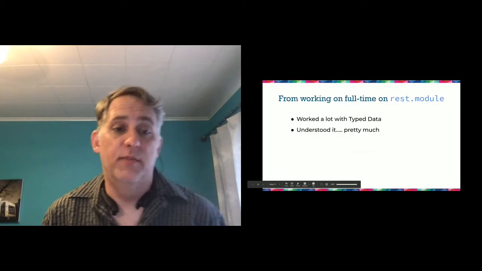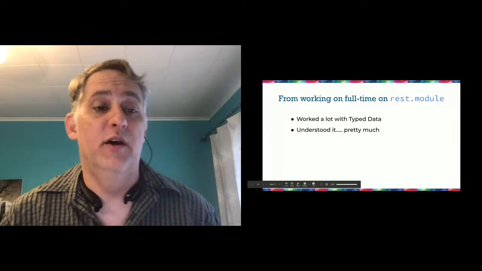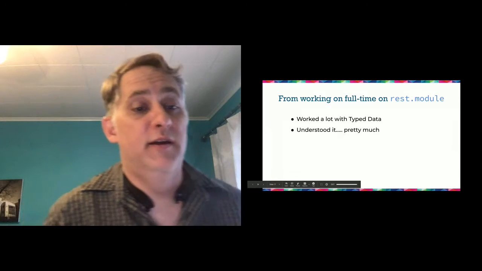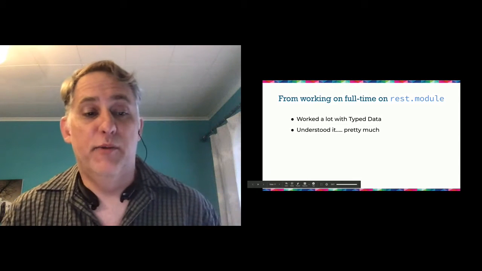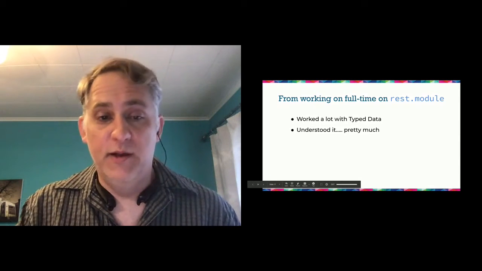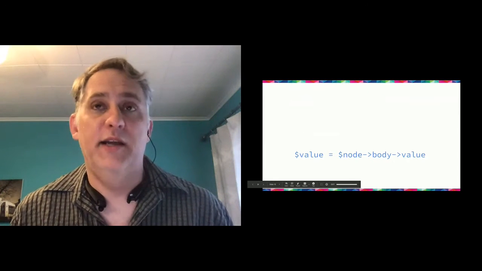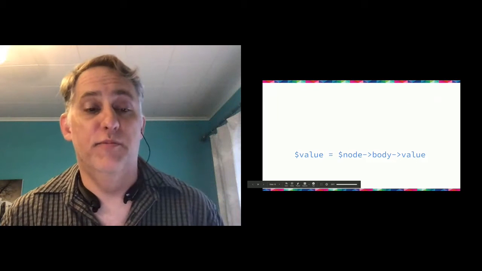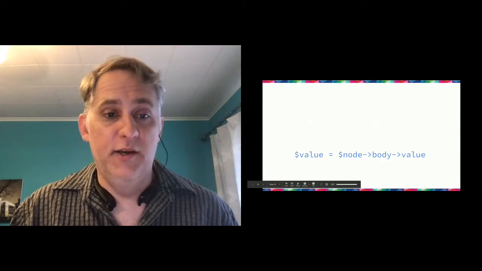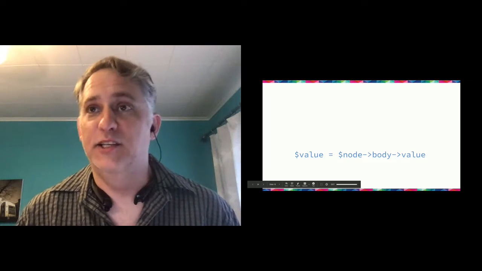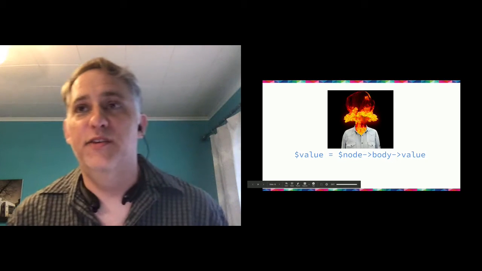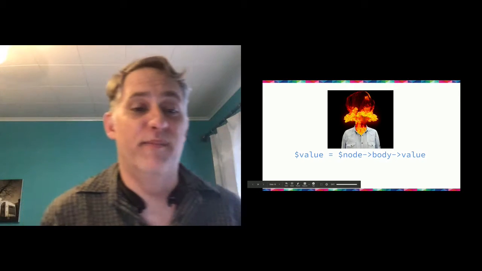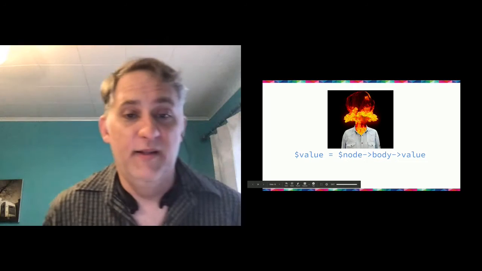When I was working on the REST module, when I first started work at Acquia, we worked with type data a lot, and I really felt like at some point I understood it, pretty much, not completely. But to prepare for this session, I decided to step debug through just getting the value of node body. And my head exploded. It reminded me, oh yeah, this is really, really complicated, what's going on under the hood just to get one particular property off a particular field.